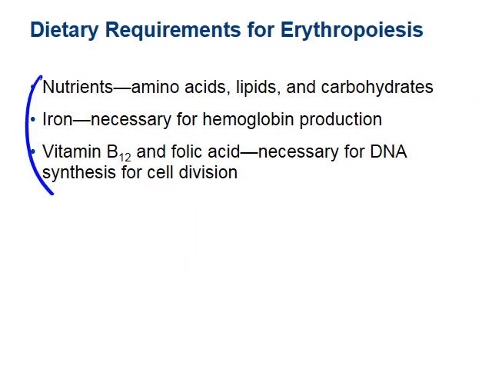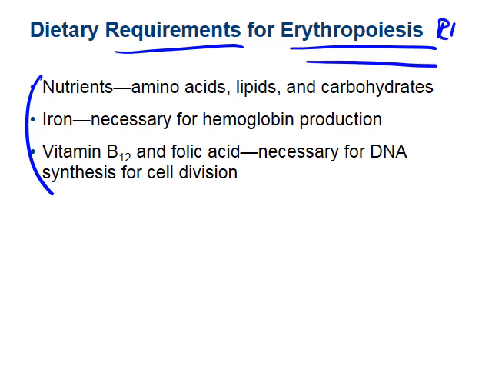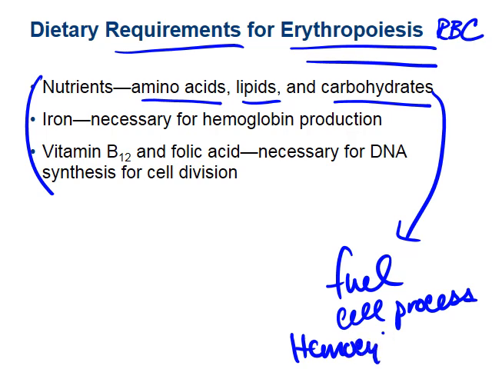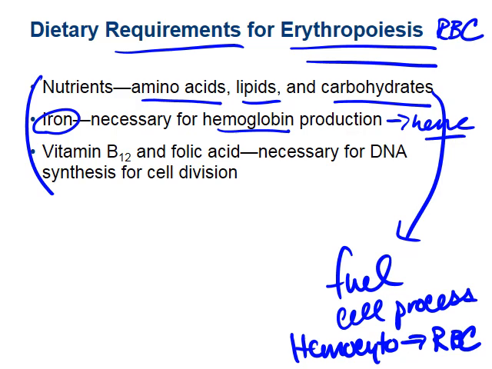These are the dietary requirements that are necessary to make red blood cells or erythrocytes. You have to have amino acids and lipids and carbohydrates, right? You've got to be able to fuel the cell process from hemocytoblast to actual red blood cell, right? You've got to have iron because that's necessary for hemoglobin. Why? Because it's at the center of the heme group. You also have to have vitamin B12 and folic acid necessary for DNA synthesis for cell division. That goes down to this process here.